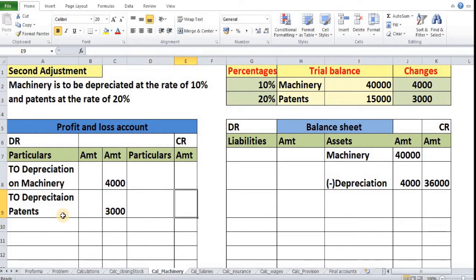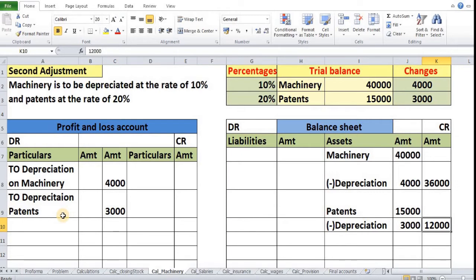Then in the balance sheet on the asset side we will mention patents and in the amount column 15,000 in the inner column. Below patents in the balance sheet itself we will mention depreciation with a minus sign and deduct 3,000 from 15,000, which comes to 12,000. We will mention it in the outer column. Here also we are showing the current value of the asset.